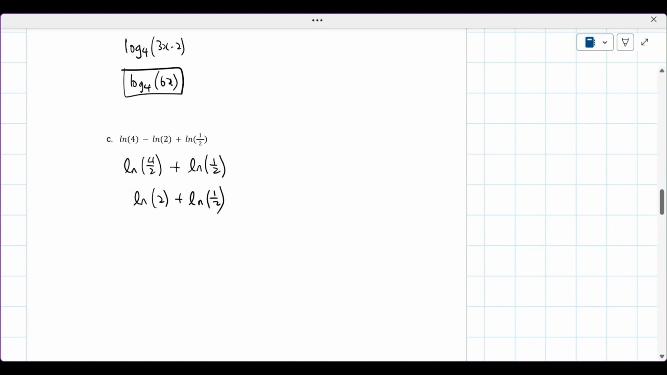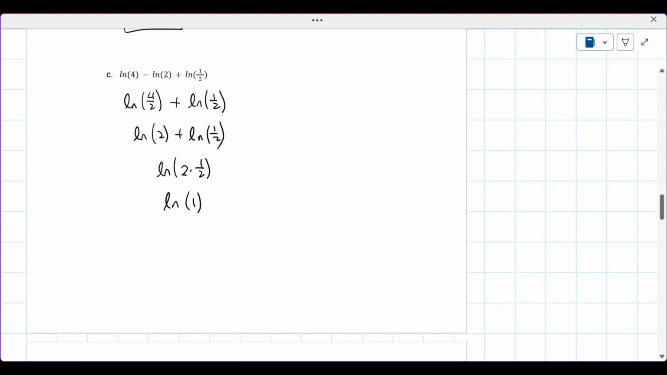which is ln of 2 plus ln of 1 over 2. Now, we have another law to use, the product law, which means if we have the sum of two logs with the same base, we multiply the inside. It's going to be ln of 2 times 1 over 2, which is ln of 1. Now, if you know about the logarithmic function, you know that for any logarithm, whatever base it has, the x-intercept is going to be (1, 0), which means that when the x value is 1, the y value is 0. So this is equal to 0.